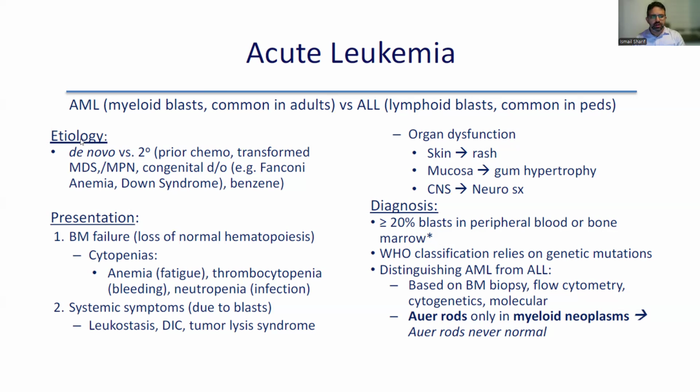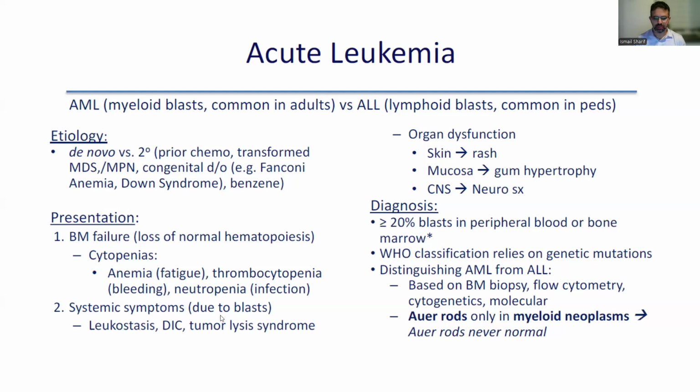The cause for AML can be de novo, meaning unknown development. It can be secondary, mainly chemotherapy exposure, congenital syndromes, or myeloproliferative neoplasm or MDS prior to that. Presentation, okay. Those patients usually present with cytopenia. So they have a low hemoglobin, fatigue, tiredness, shortness of breath, lightheadedness, low platelets with bleeding, and low white blood cells with infection. So it depends on the cell line that's affected.